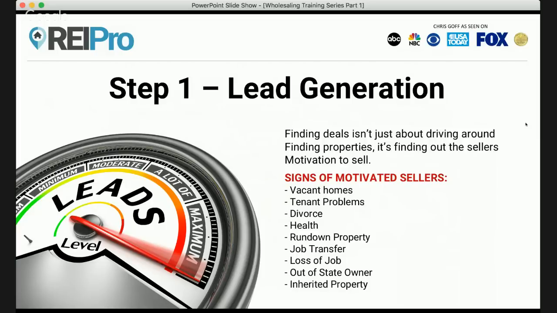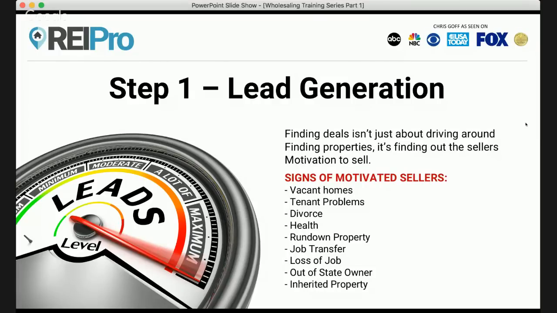And finding deals isn't just driving around like I'd mentioned. It's really understanding the motivation to sell. Just some signs of obviously vacant homes. I look at that as someone's probably paying a mortgage or they're at least paying taxes.